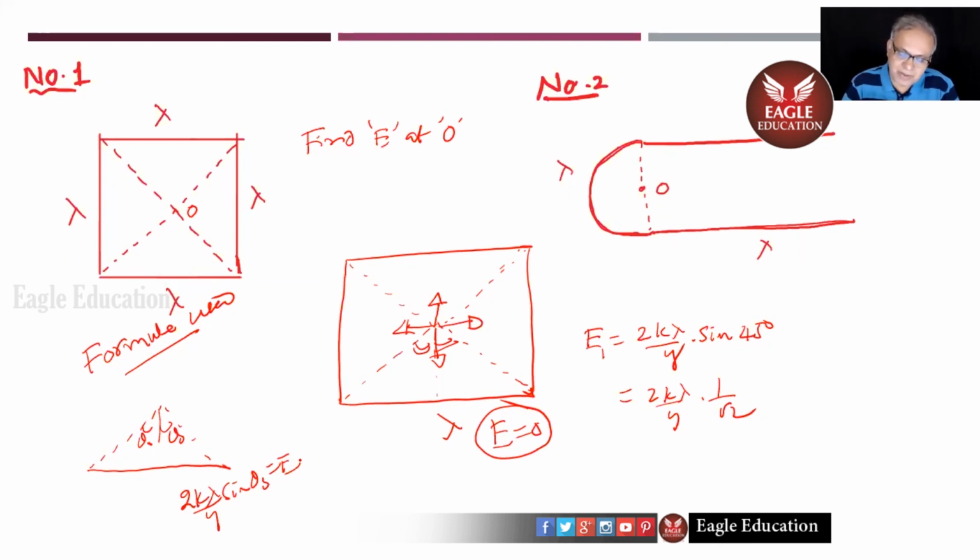Y is the same. I did not write y. Y will be some value. How much is it? A by 2. But since all were opposite, the field of this will be this way. The field of this will be this way. So tell me.